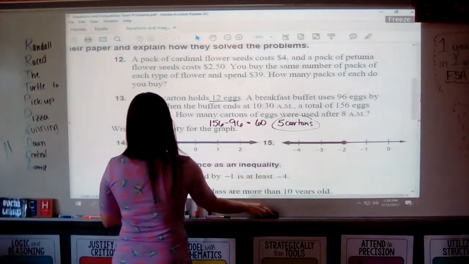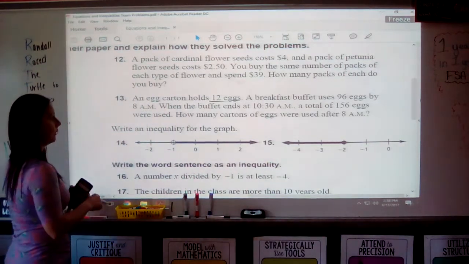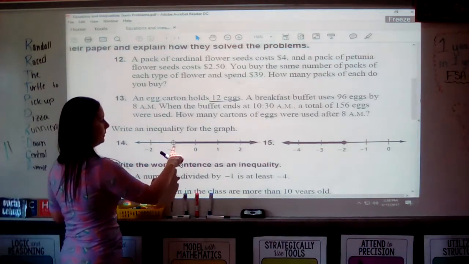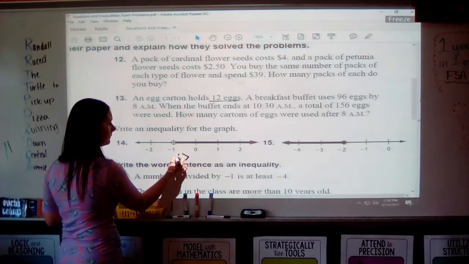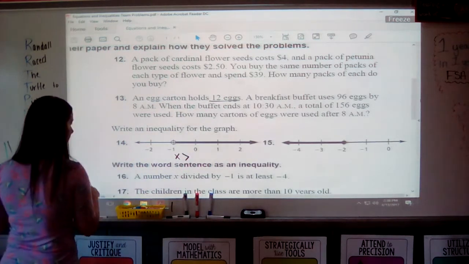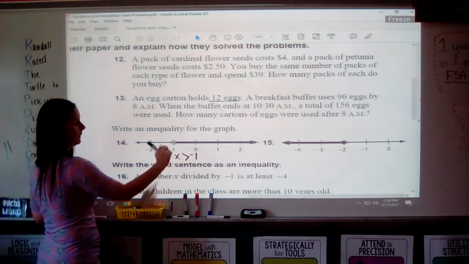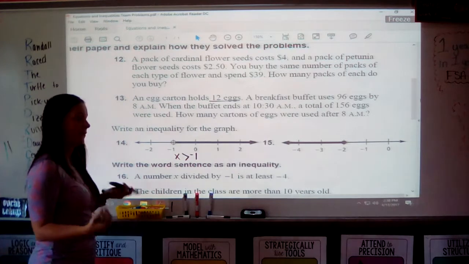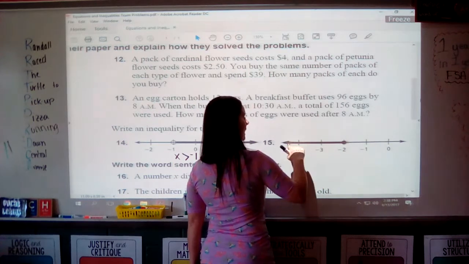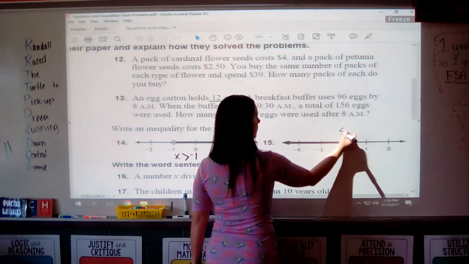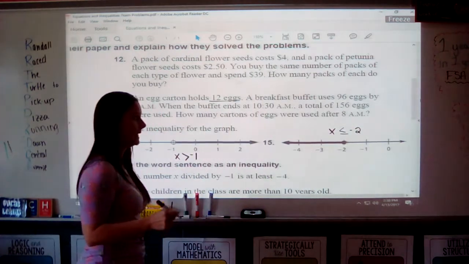Okay, number 14. We need to write an inequality for the graph. So we have a graph here and it's representing an inequality. I have an open dot and everything to the right is shaded. So I know that x is greater than -1. It's not greater than or equal to because this is an open dot, and because it's shaded in the greater than direction, that's how I know it's greater than. This one here, I have a closed dot and it's shaded in the less than direction, and it's -2. So x is less than or equal to -2.